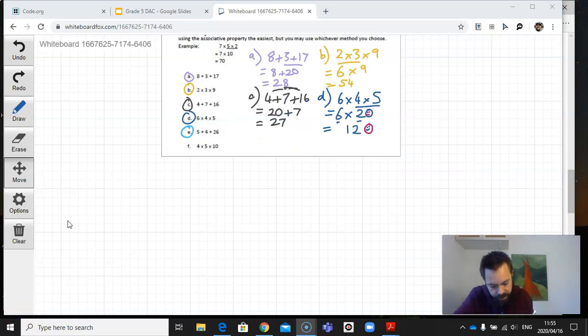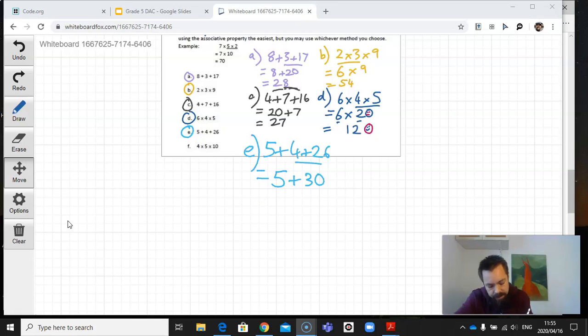Looking at question E, we have 5 plus 4 plus 26. And I notice that if I put those two together, I get a nice number, so I'm going to leave my 5 alone. 4 plus 26 gives me 30. The more you play around with numbers, the better your mental arithmetic, the better your times tables, the more you'll see the things that end up as nice numbers.